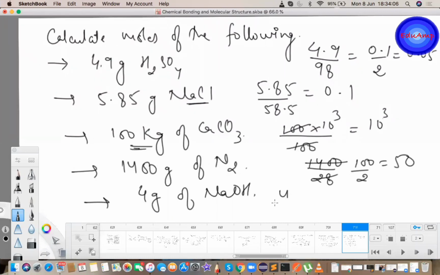Now 4 gram of NaOH, that is 4 by 40. That is 1 by 10. Some had made calculation mistakes, so kindly look into it. Don't try to rush into things. Just solve slowly but correctly. The formula is as simple as that: given mass upon molecular mass. That's it. If you are having problems in calculating molecular mass, please let me know. I'll tell you the atomic masses.